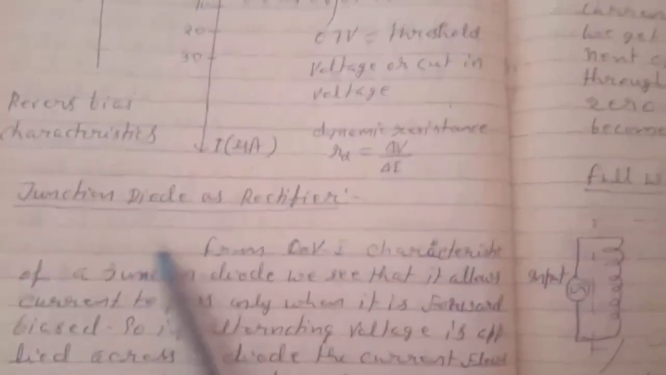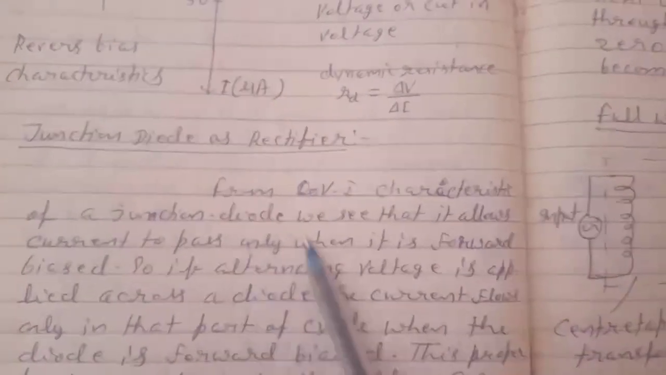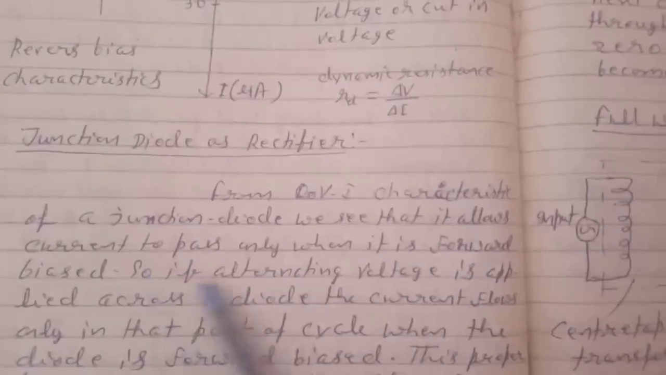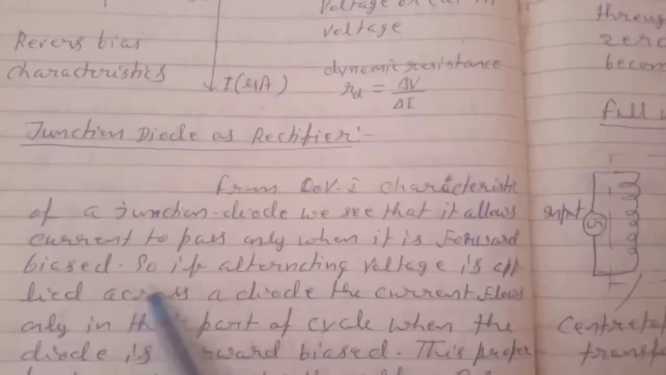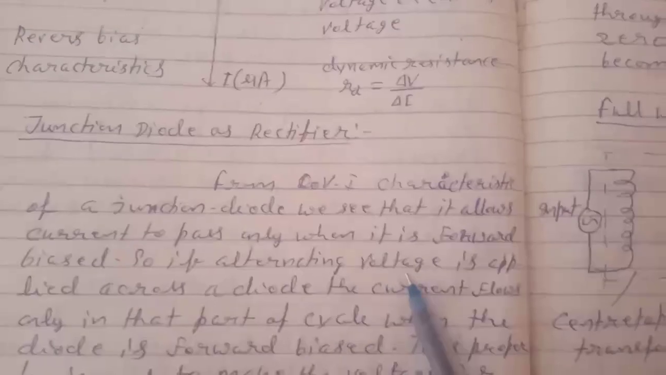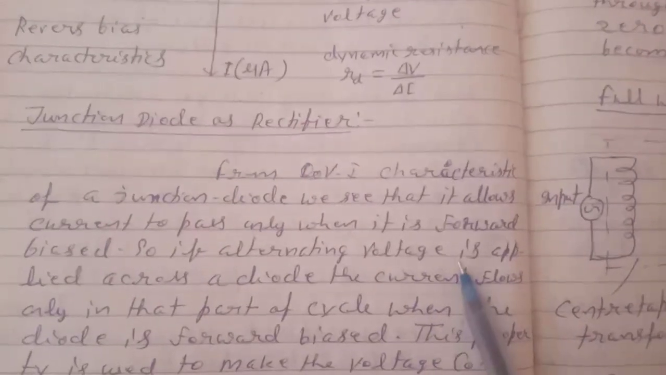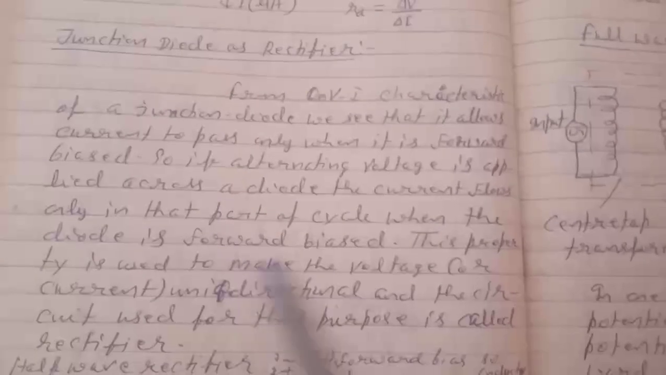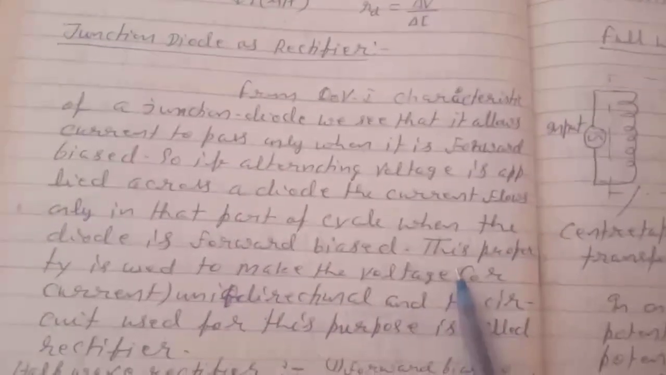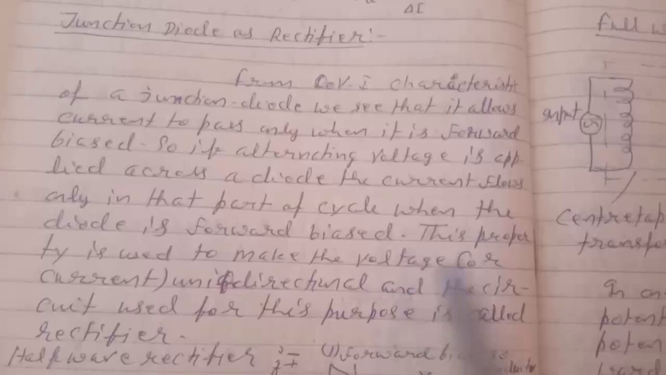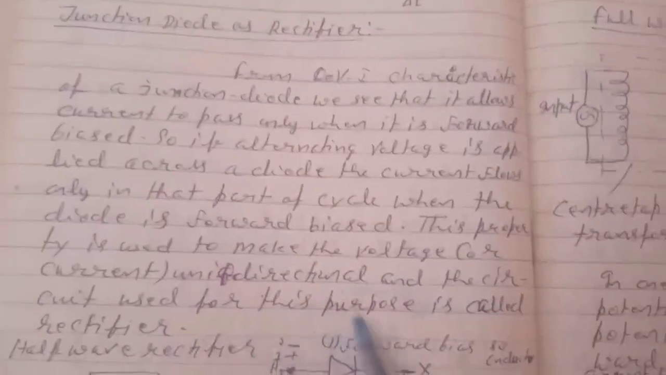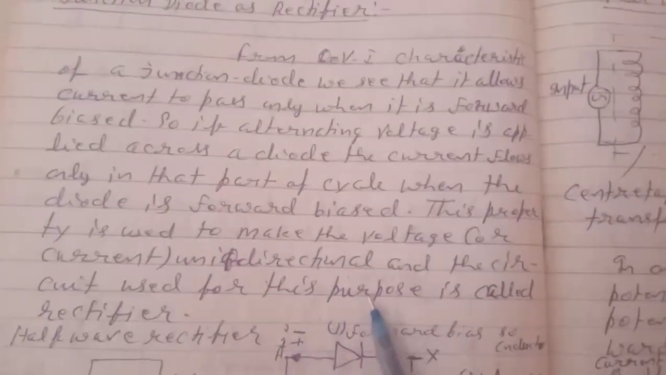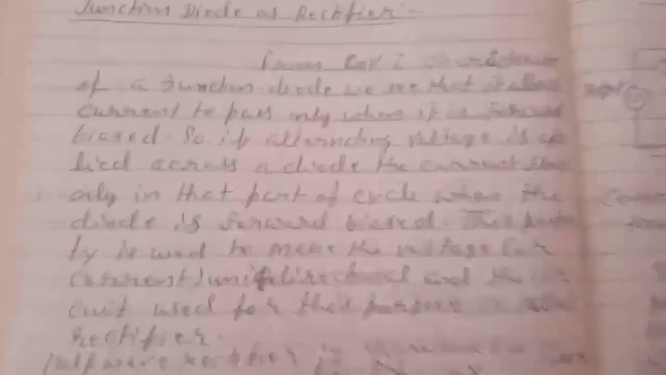Now, junction diode as a rectifier. From the VI characteristics of a junction diode, we see that it allows current to pass only when it is forward biased. So if an alternating voltage is applied across the diode, the current flows only in that part of the cycle when the diode is forward biased. This property is used to make the voltage or current unidirectional, and the circuit used for this purpose is called a rectifier.